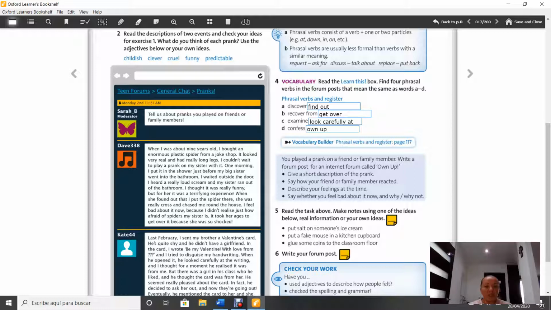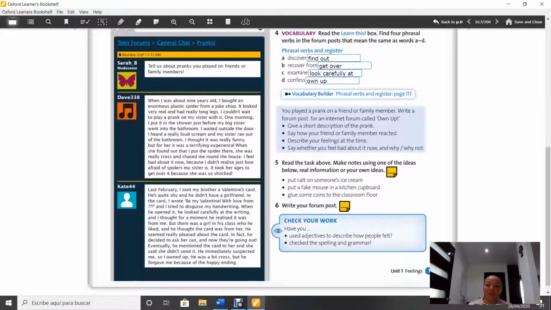When she found out that I put the spider there, she was really cross and chased me around the house. I feel bad about it now because I didn't realize how afraid of spiders my sister is. It took her ages to get over it because she was so shocked. I think that she was very, very cruel with her sister, right? Because her sister was afraid of spiders. So that's a very cruel joke to her sister. Now let's continue.